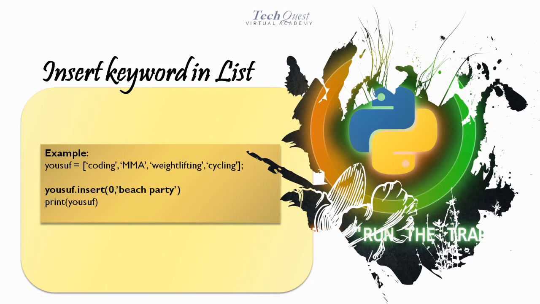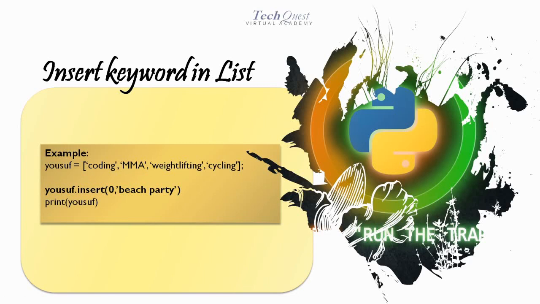Just remember that thing. Before that index value, that string beach party will be added. When you print that variable now, there will be a beach party at the 0 index, and coding will move forward to the first index, and so is the case with the MMA, weightlifting and cycling. These all move further to the next index. Coding will come to the first index, MMA will go to the second index, weightlifting, same as the others, will go to the third index, and cycling would have the fourth index then.